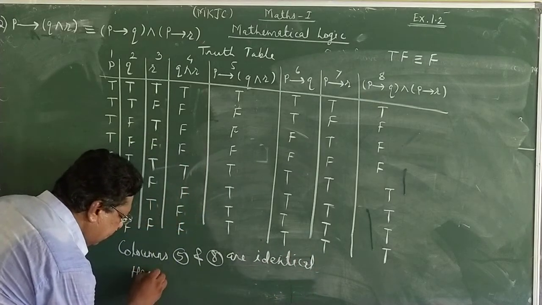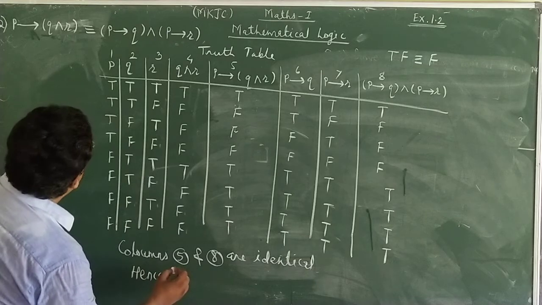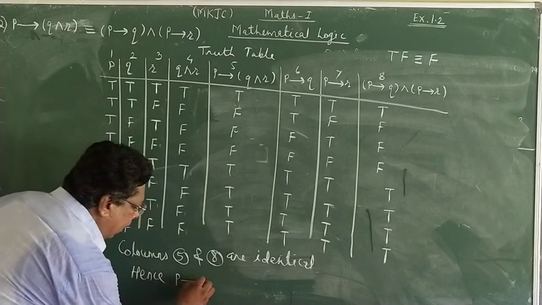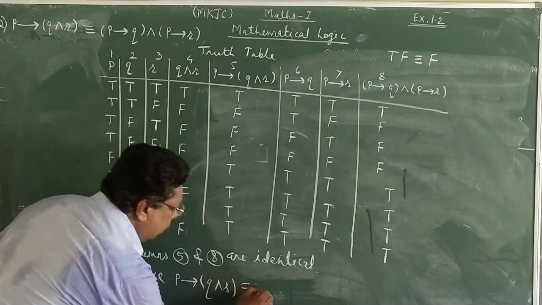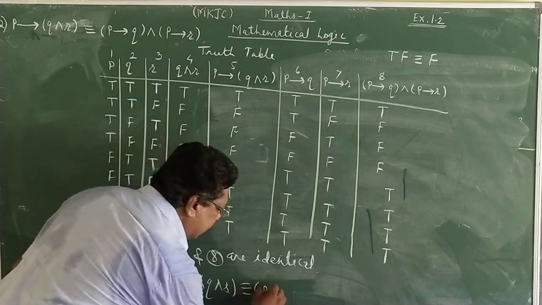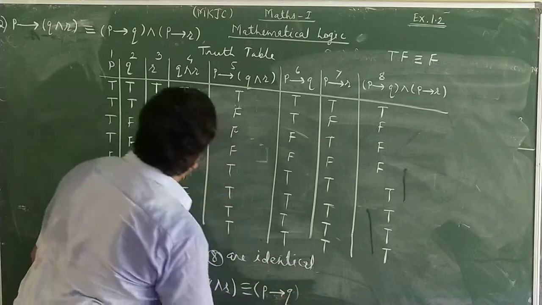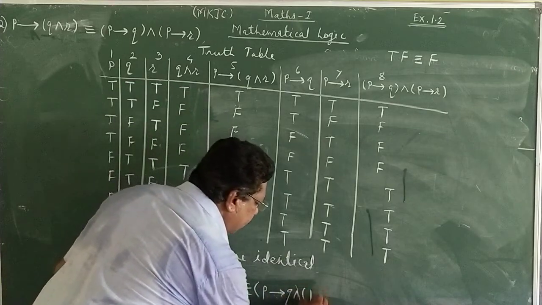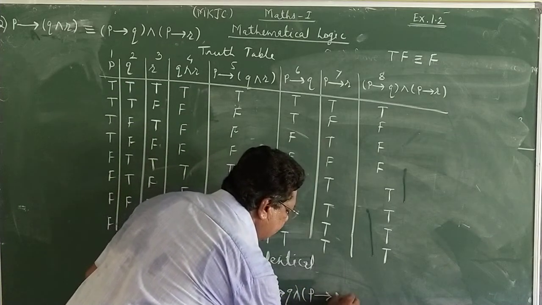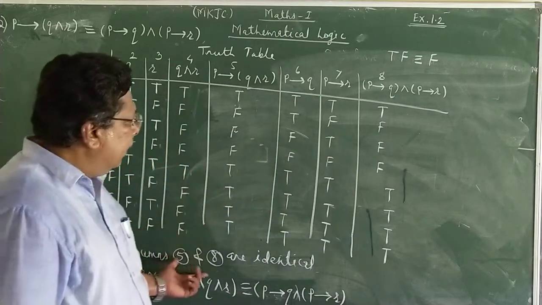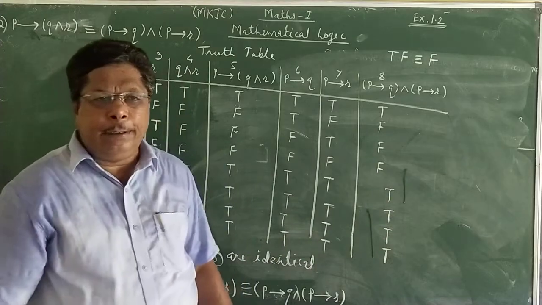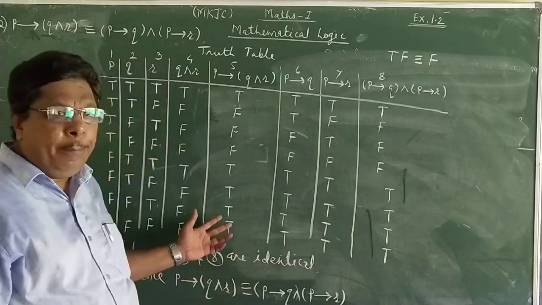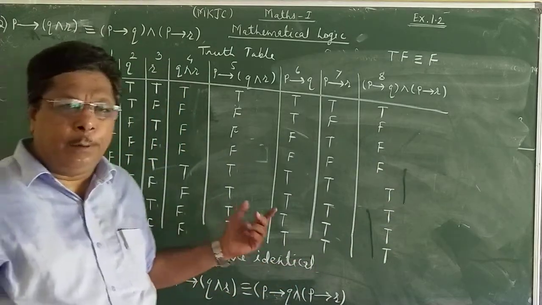Hence, P conditional Q and R is logically equivalent to P conditional Q and P conditional R. Okay, if they are identical in values, then they are logically equivalent. Okay, in the similar manner, we can solve the remaining sums from the exercise.